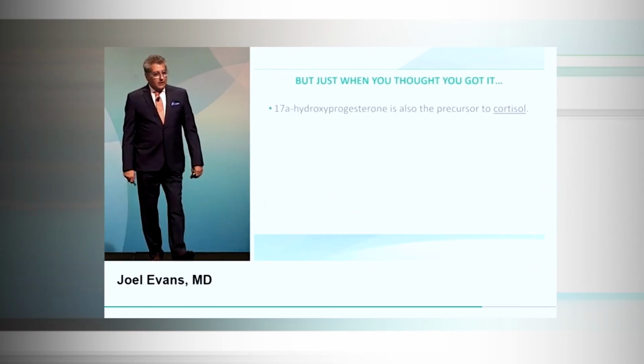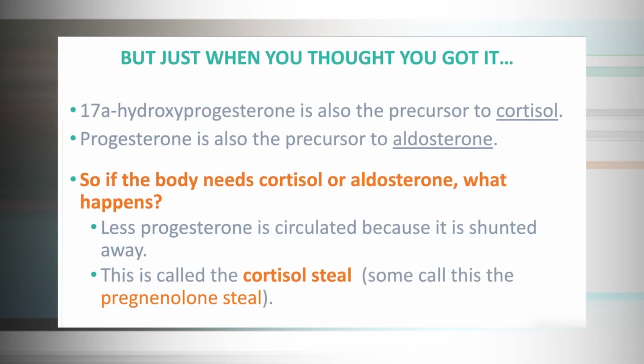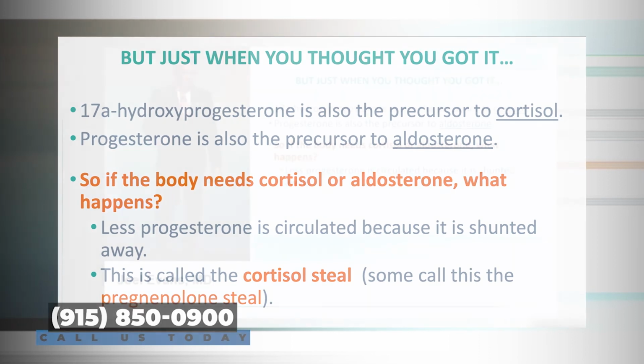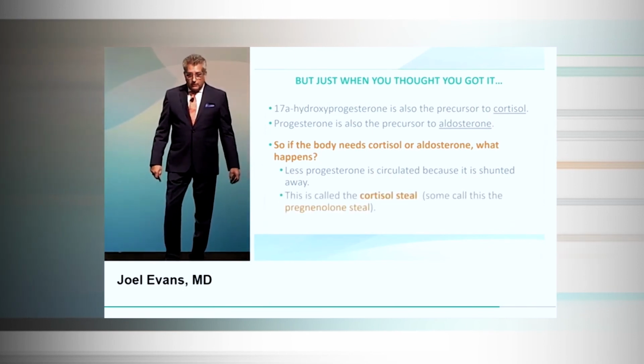And just when you think you got it, as I said, the 17-hydroxyprogesterone can also form cortisol, and progesterone can also form aldosterone. So if your body needs cortisol or aldosterone, what happens? Less progesterone is circulated because it's shunted away. Now you're going to hear us use the term shunting, stolen, etc. That's just to help you understand it. That's a teaching tool. What really happens is that the cortisol inhibits enzyme synthesis, both at the hypothalamus and the pituitary, and actually at the level of the ovary or the testes to make less sex hormone. So we call it a cortisol steal.